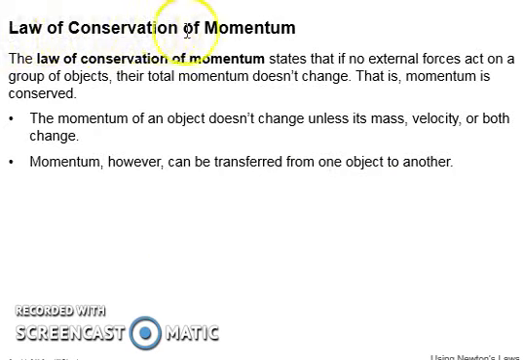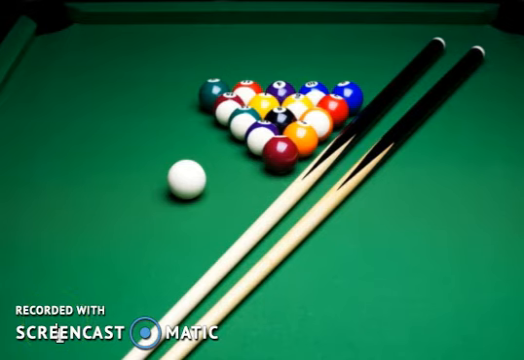Next subject line, law of conservation of momentum. It states that if no external force acts on a group of objects, their total momentum doesn't change. That is, momentum is conserved. The momentum of an object doesn't change unless its mass, velocity, or both of those things change. Momentum, however, can be transferred from one object to another. Momentum is conserved in collisions with more than two objects if there are no external forces acting on those objects.